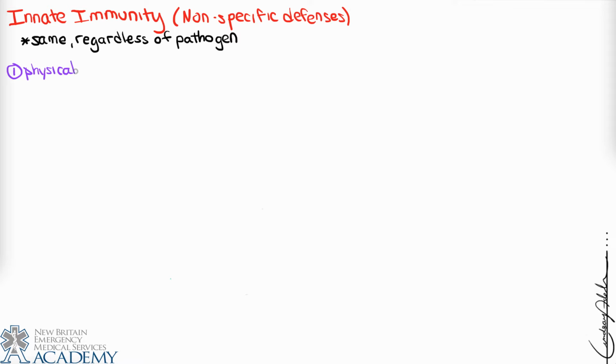So there are 7 types of innate immunity that we're going to cover in this video, and some of them will be familiar and some of them will be new. So we'll just work through them. The first one we want to mention is physical barriers.